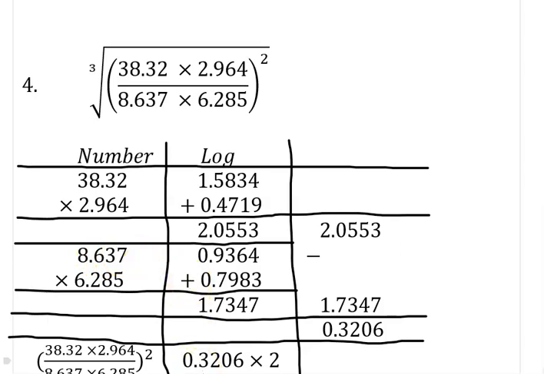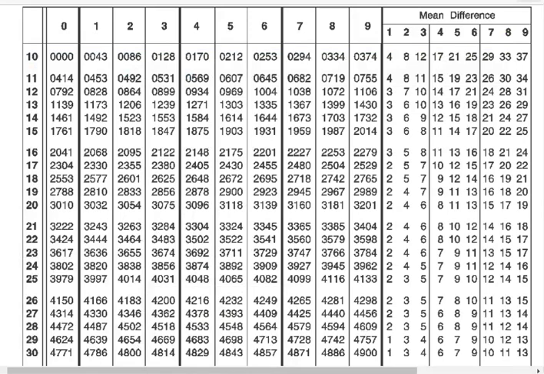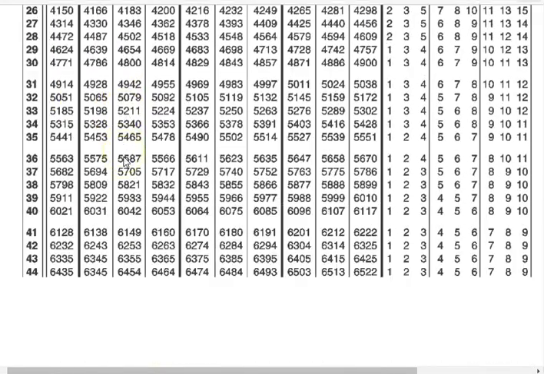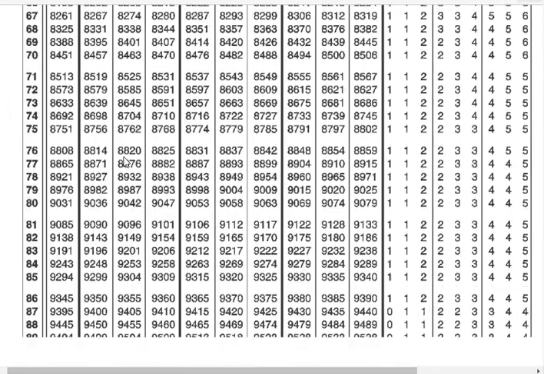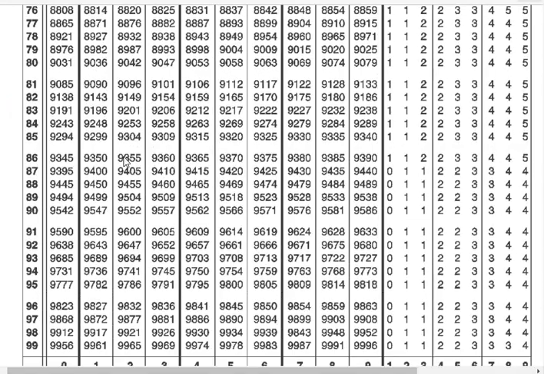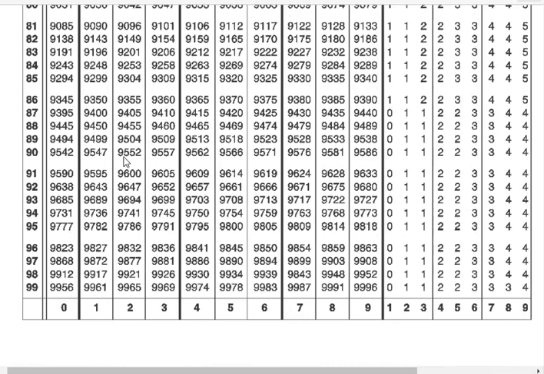Let's check our table. 86 under 3. Awesome. Here we are. This is 86 under 3. You trace. Awesome. This is it. 9360. Difference 7. Keep tracing.